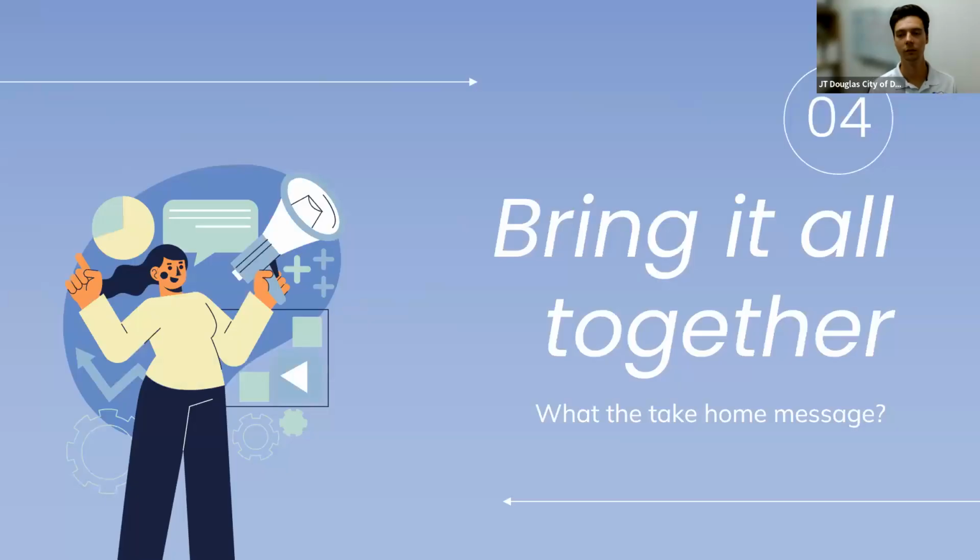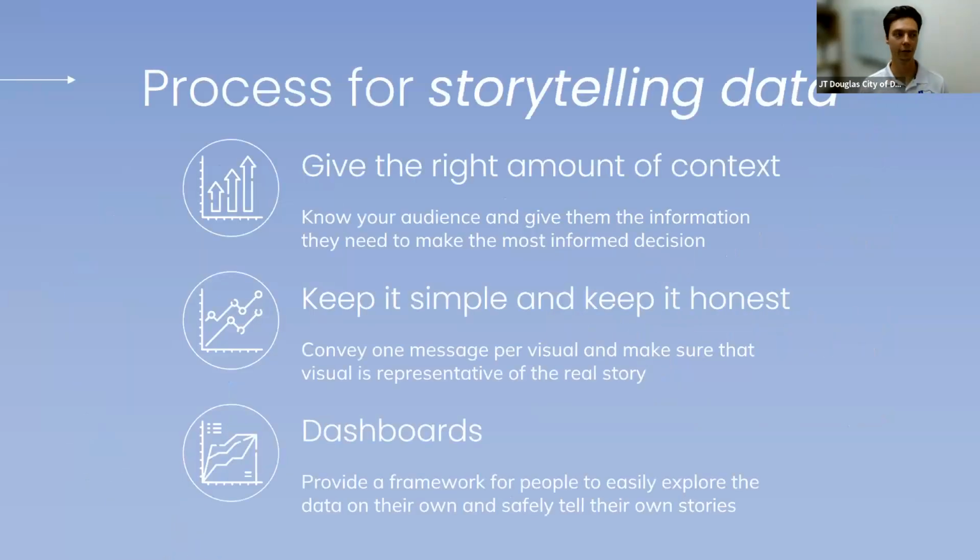So bringing it all together, what's the take-home message? We want to make sure that when we're telling a story with our data, we're giving the right amount of context. So we have to know our audience, and we have to know what relationship to different things they care about. Do they care about the whole number? Do they care about how things have changed over time? Do they care about the relationship to the whole? All of these are really important, and whether it's a report or a presentation, we want to make sure that the context is there. We want to make sure that we're keeping it simple.